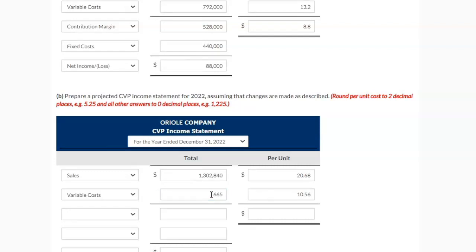That's 665,280. Now you're off to the contribution margin, and you have to deal with the fixed cost.